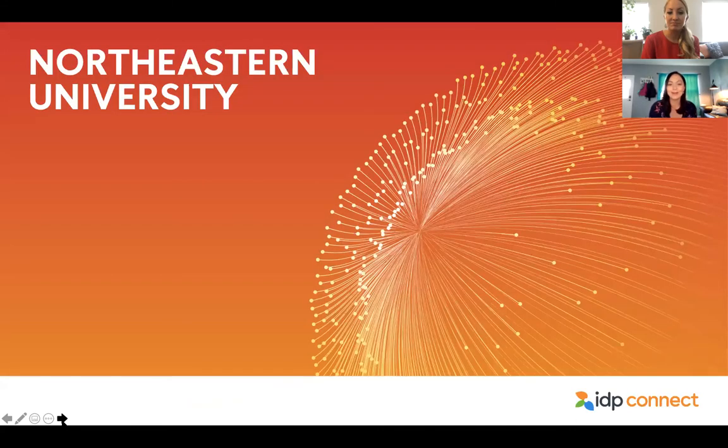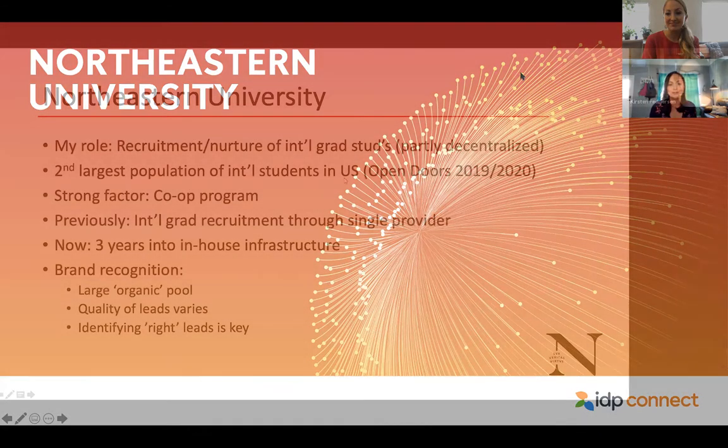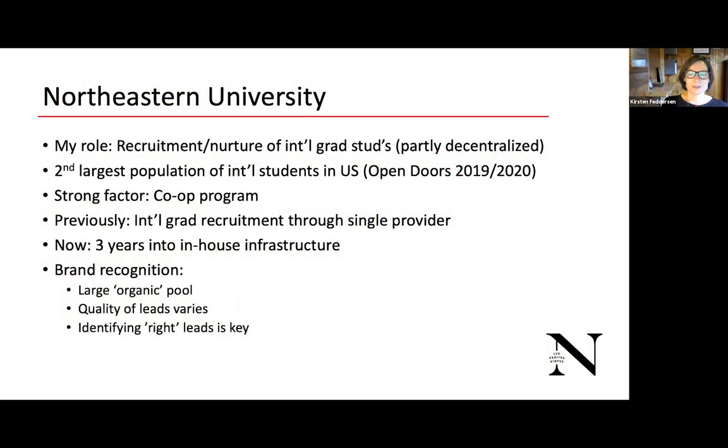So from there, I'm going to pass it on to Kirsten Feddersen from Northeastern University so she can speak a bit more about how she's using this at her own institution. Thank you, Laura and Ellie. As Ellie mentioned before, I am the Senior Director of International Enrollment Management at Northeastern University.